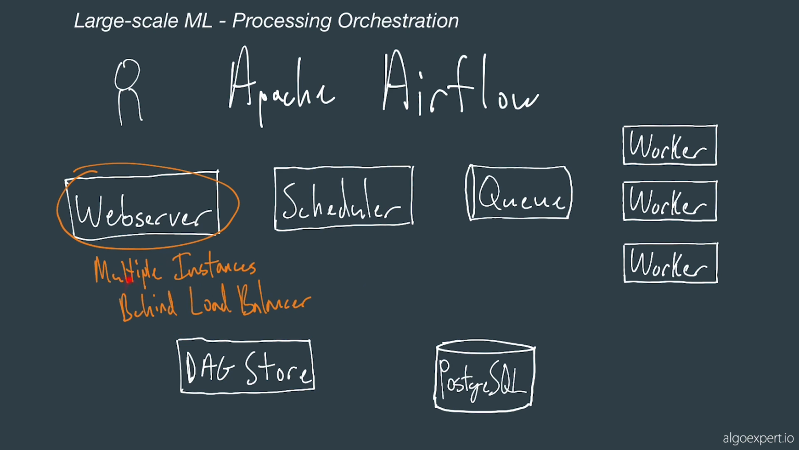And finally, the web server is typically going to consist of multiple instances behind some load balancer, such that if a single instance goes down, we can still schedule and view our DAGs because there's more than one host. So let's go ahead and see Apache Airflow in action.